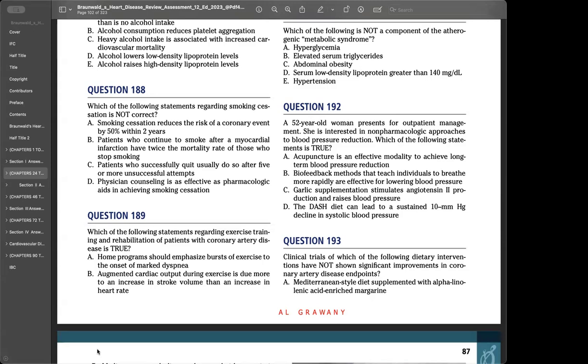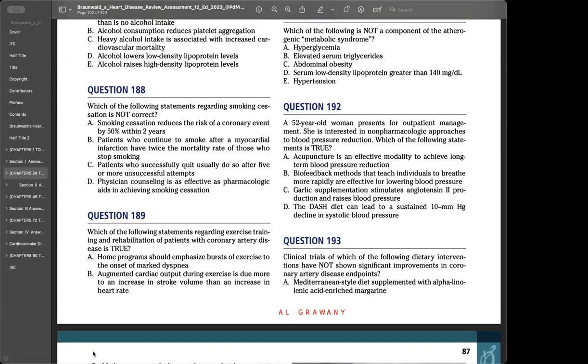Okay, Dr. Gordon. Yes, please. Option B, patients who continue to smoke after myocardial infarction have twice the mortality rate of those who stop smoking. That's also a true statement, so that makes it false.